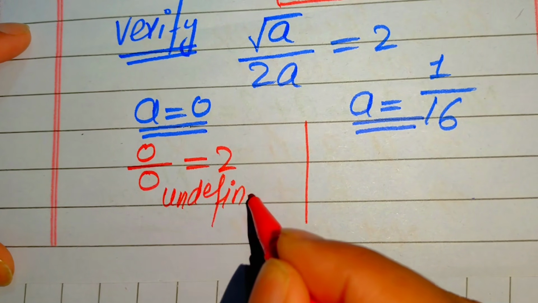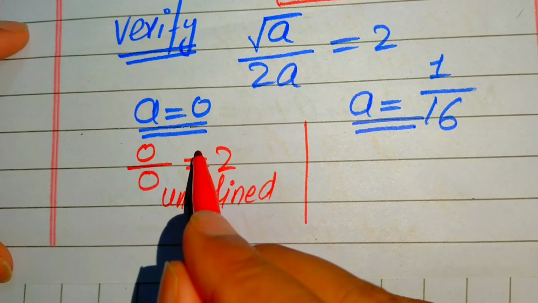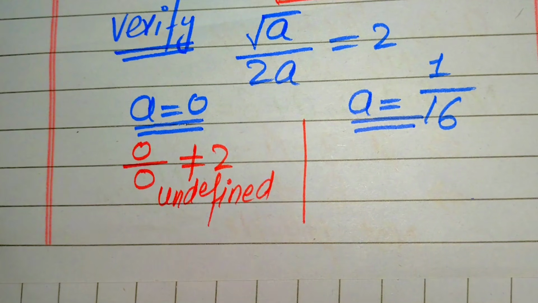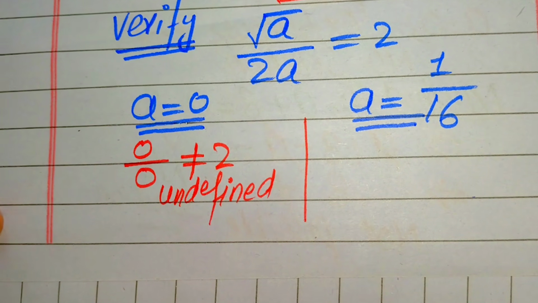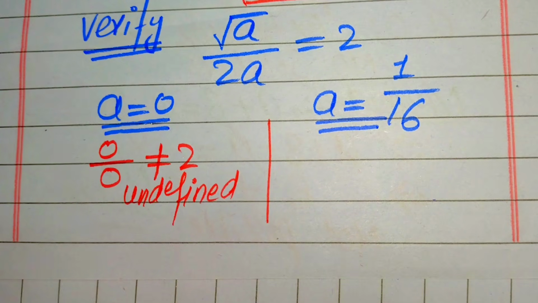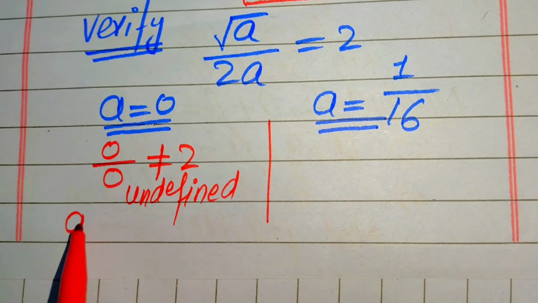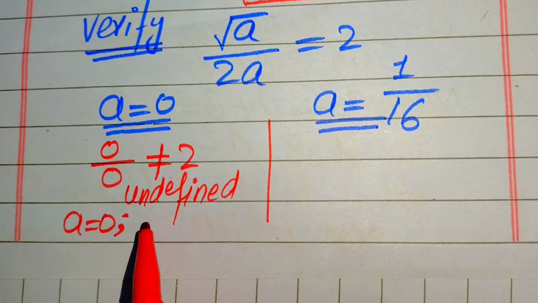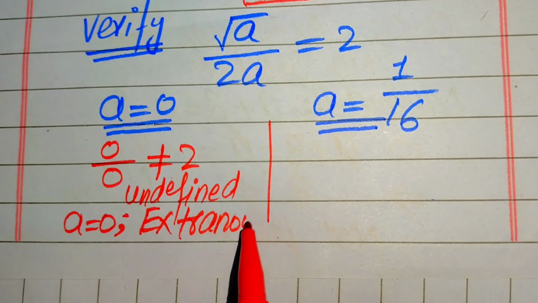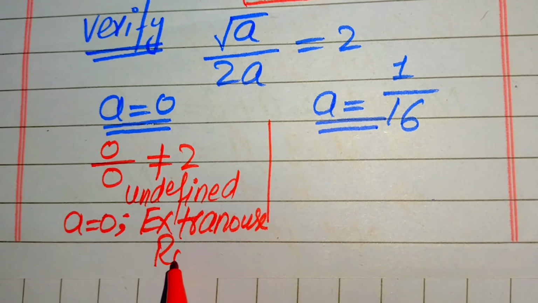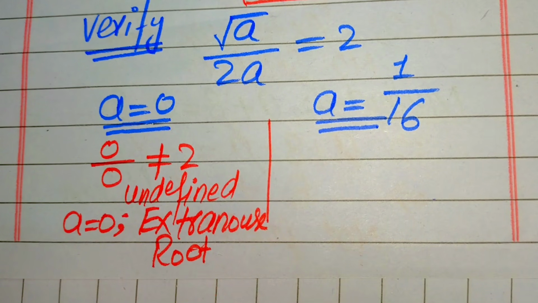So if our left hand side is undefined, this means that both of the sides are not equal, and if both of the sides are not equal, this concludes that the value a equals 0 does not satisfy our given question statement, and we will call a equals 0 the extraneous root of the given equation. Okay, so this is the extraneous root because it does not satisfy our given question statement.